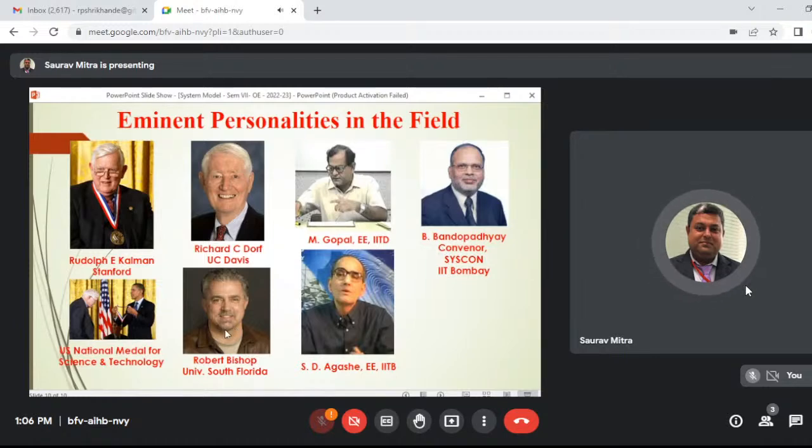He is a very big person in control systems. On the right side, you can find Professor M. Gopal, Professor B. Bandyopadhyay, Professor S.D. Agashe. I have attended the classes of Professor S.D. Agashe and B. Bandyopadhyay. B. Bandyopadhyay taught system modeling to me. From Professor S.D. Agashe, I learned linear algebra. These are stalwarts who are all working in the field of system modeling. And next time it can be you. Just think of it, and we'll be starting this course in the first week of October itself. So see you there. Thank you.